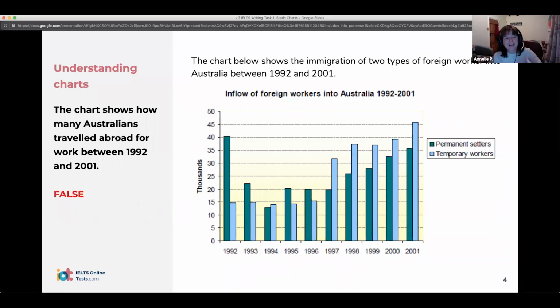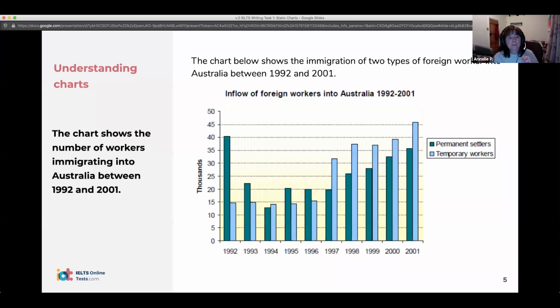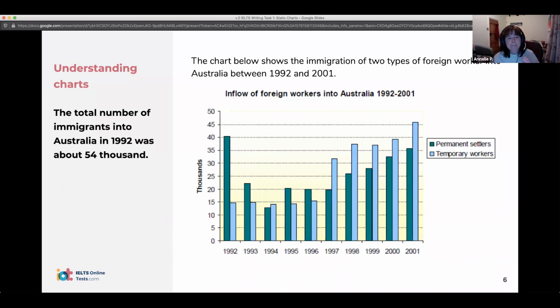So we're looking at immigration. We're not looking at emigration. So it's basically the exact opposite of that. Okay. What about this one? The number of workers immigrating into Australia. Okay, I'm just giving everybody a chance to, right? Yeah, absolutely true. So we're talking about workers, we're talking about immigration, we've got the right time frame, so that's 100% accurate.